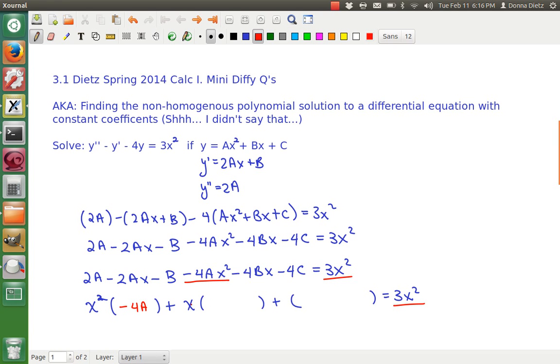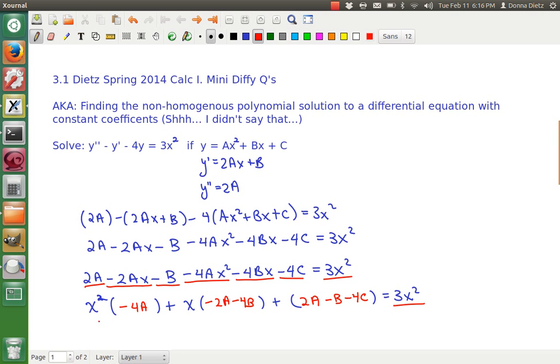Now it looks like I have one x, but I'm going to be putting things in here, so the x doesn't mean anything yet, and those parentheses don't mean anything yet. So I'm just picking up some pieces here. Here's a 2a. It doesn't have an x in it, so it goes over here. Minus 2ax, well, it has an x in it, so minus 2a goes over here. Minus b can go over here. Let's see, I haven't used the minus 4bx yet. Minus 4bx can go over here. And minus 4c can go over here. I've now simply rearranged all the pieces on the left-hand side, but it's all the same values.